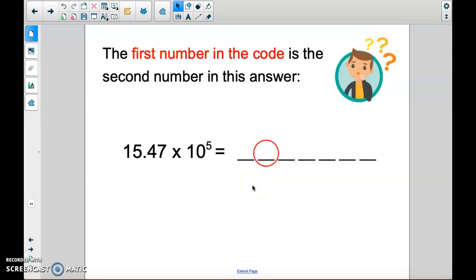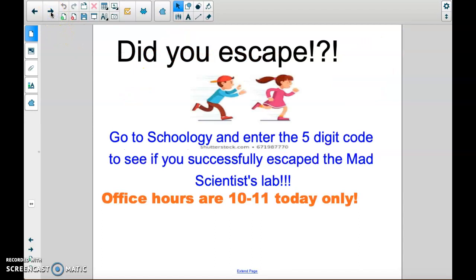Okay, and the rest of them follow a similar pattern. So you'll solve it, you'll look at the clue, and then you'll determine what to do from there. Okay? So your assignment today is to escape. You need to escape from this lab. So once you have looked at the page on Schoology, figure out the code, and then upload your work and the code to see if you successfully escaped the mad scientist lab.